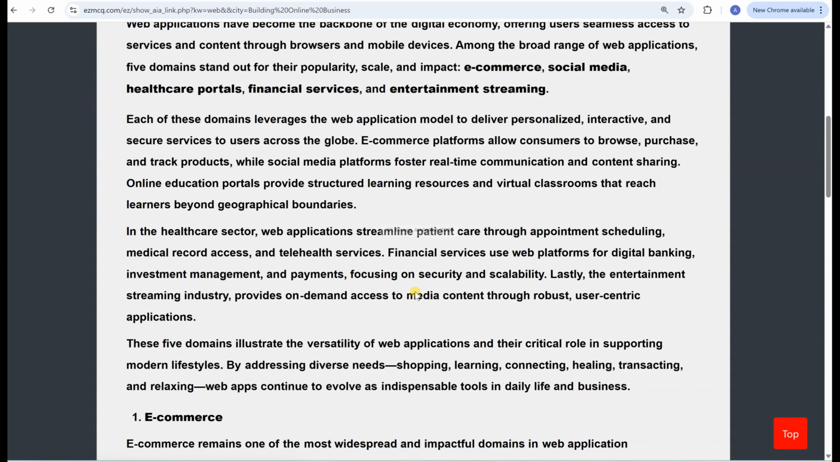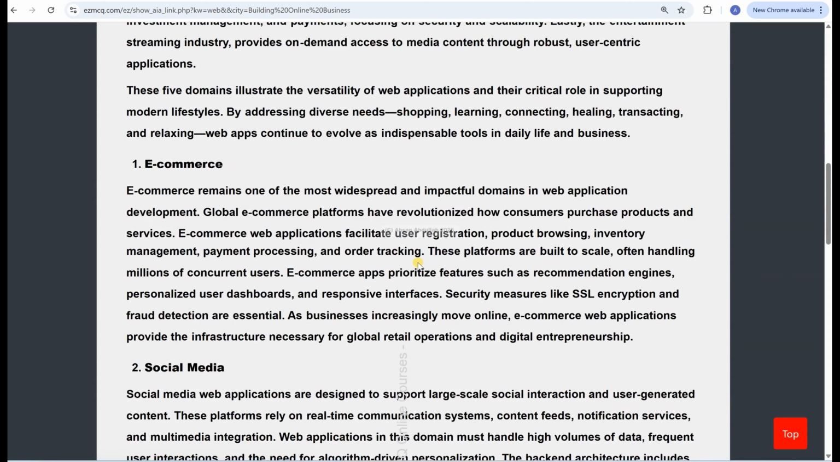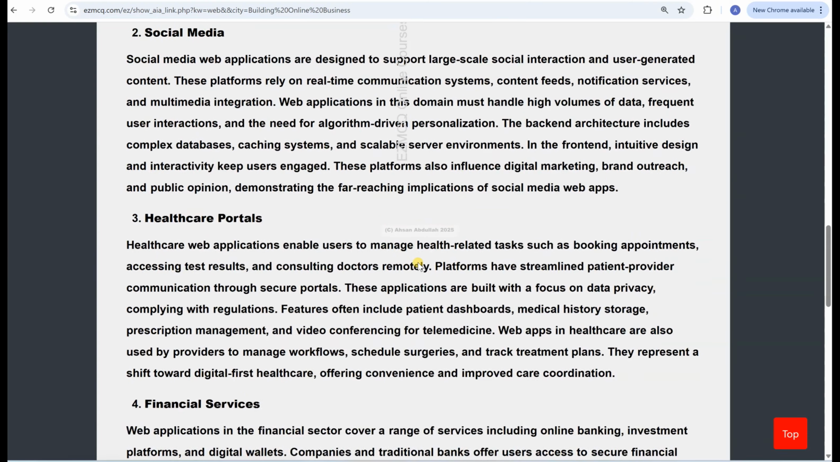So, for example, for healthcare, web applications streamline patient care through appointment scheduling. That is one application. By keeping medical record access, okay, telehealth services. So you can develop applications, and you should be aware of these. And lastly, for example, the entertainment streaming industry provides on-demand access to new media and so on. So you can look for the niches also, right? And these are explained here.